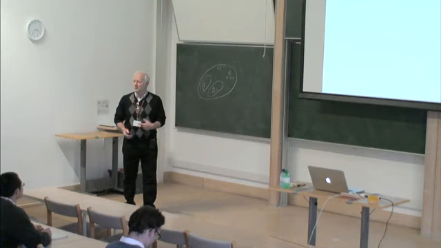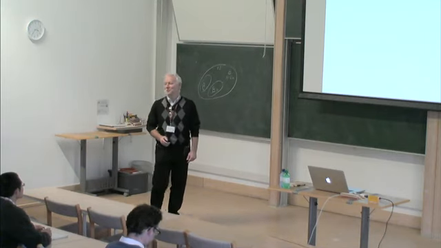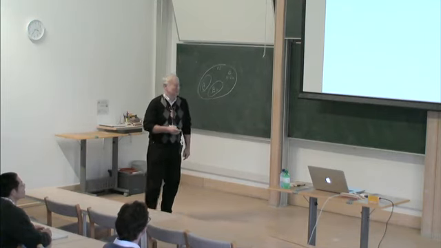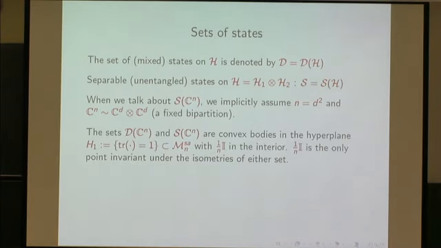However, Benoit spoiled the effect because he had different notation, so this may be a little confusing at this point. Now, the important features of those sets are that they are convex bodies in the hyperplane consisting of trace one self-adjoint n by n matrices, with the maximally mixed state as an interior point. Moreover, the maximally mixed state is the only point that is invariant under isometries of either set.